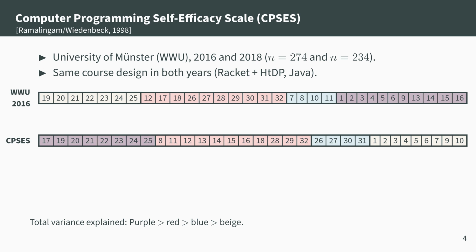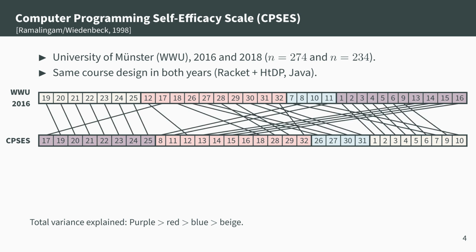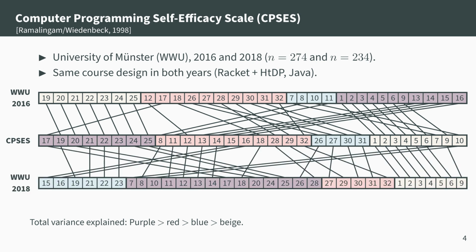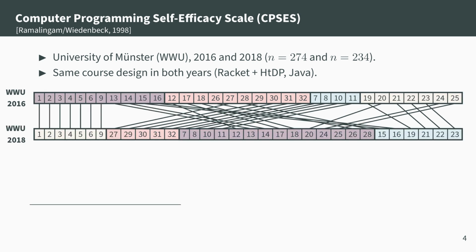Comparing them with the original factors, one can not only see many items forming new groups, as illustrated again by the crossing lines, but also changes in the total variance explained, as indicated by the difference in factor coloring. Items that explained most of the variance originally now explain least, and vice versa. The same effect can be observed with the 2018 dataset, but it gets even worse. Ignoring the original factor structure and comparing only the 2 Münster datasets also shows striking differences in the composition of the factors as well as the variance explained.